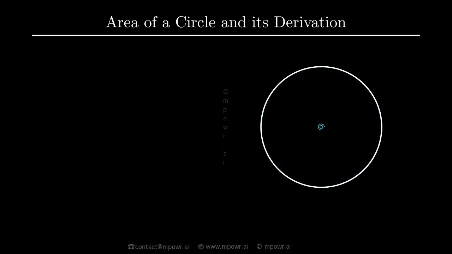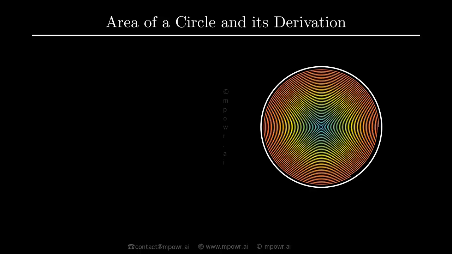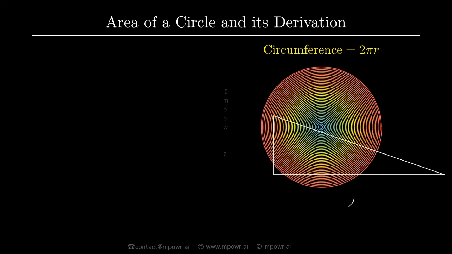To derive the area formula, imagine the circle is made of many thin concentric rings, like layers of an onion. The length of the outermost ring corresponds to the circumference of the circle, which is 2 pi r. We cut these rings and straighten them out.